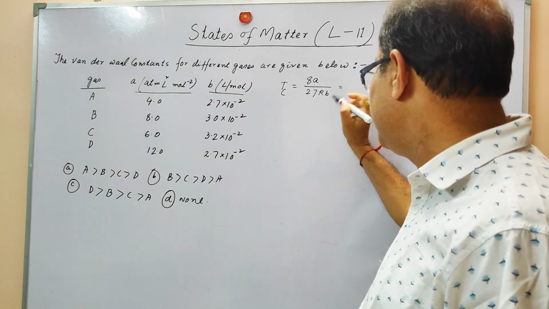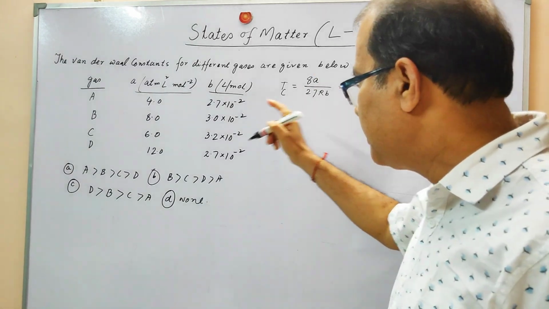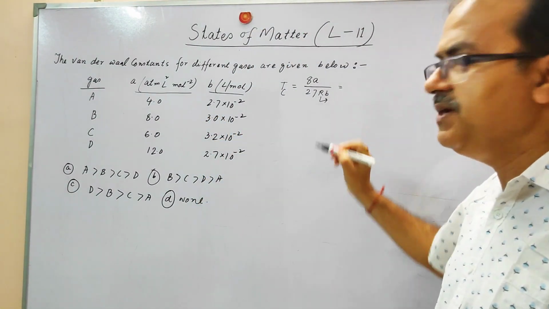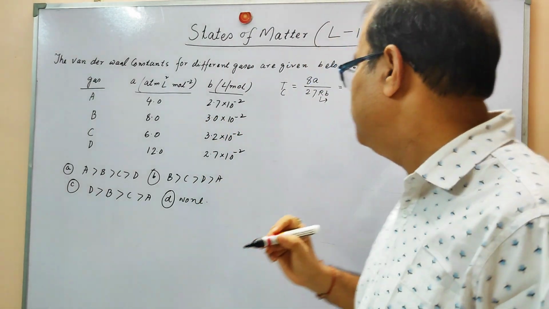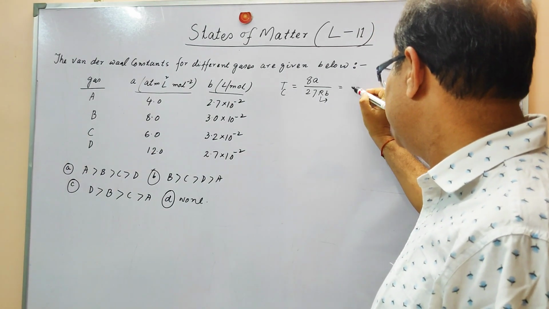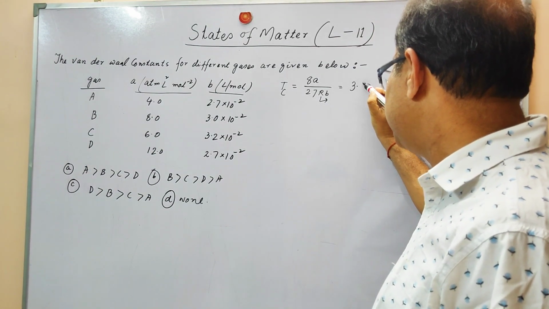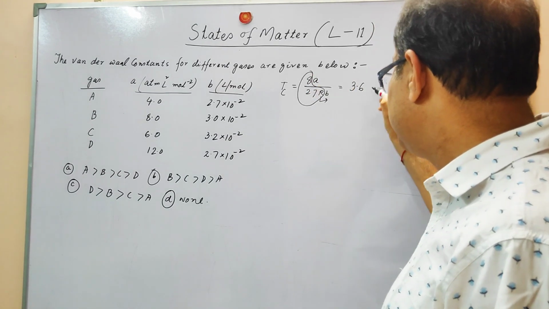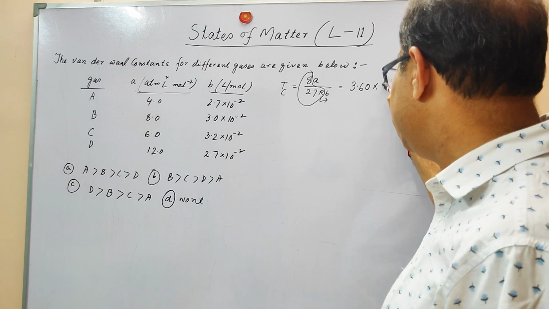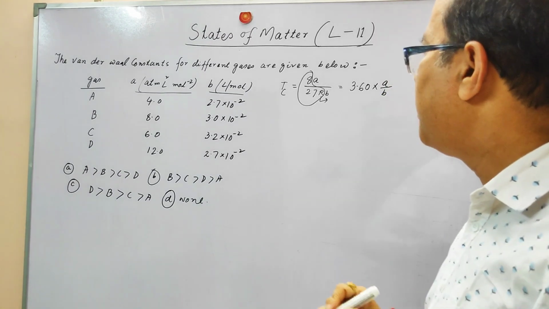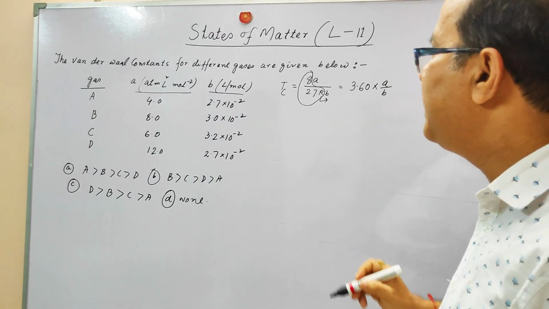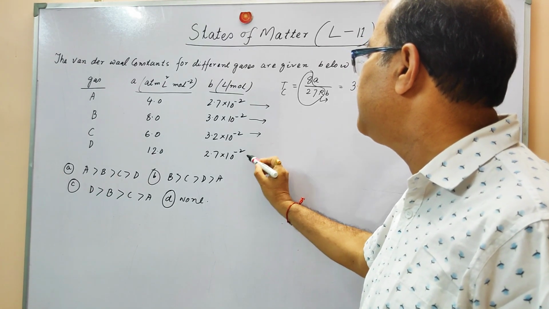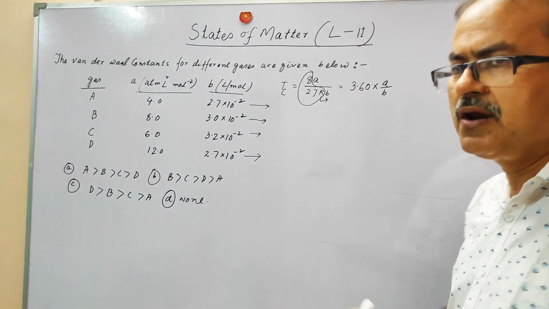Now what we will do, we will make a constant here, and you can see the units are liter atmosphere. That means R will be 0.082. So here you can see the constant will be, because this will all be constant, 3.60 into A by B. After that, we will calculate the critical temperature. Let us understand, you can calculate yourself.